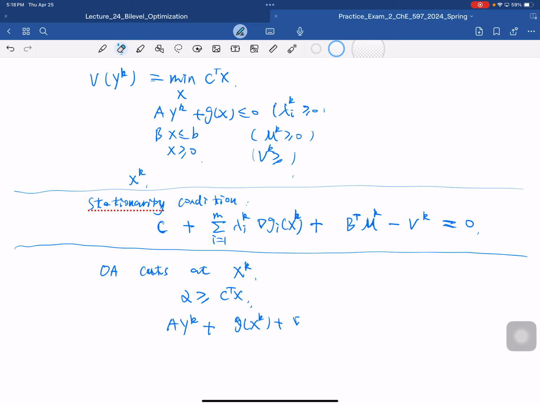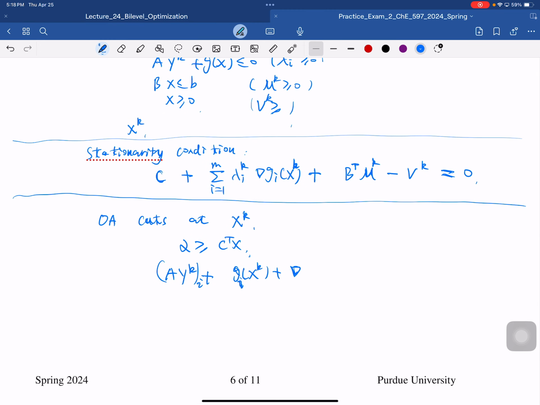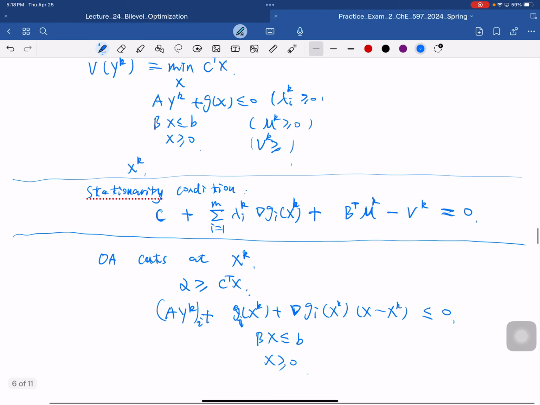Maybe let's write it out as the ith constraint here, Gi of x. Let's write this as the ith row of the linear term, and all the other linear terms just follow. So those are the OA cuts you are going to write if you don't aggregate those constraints.